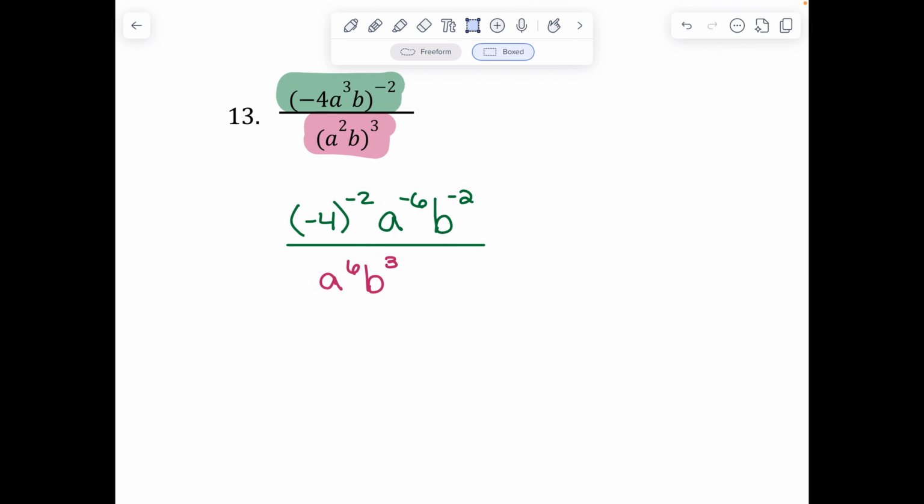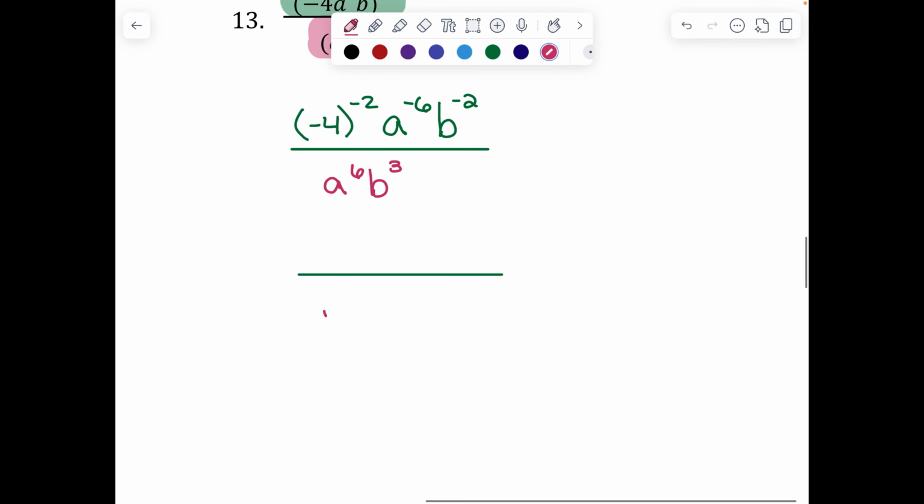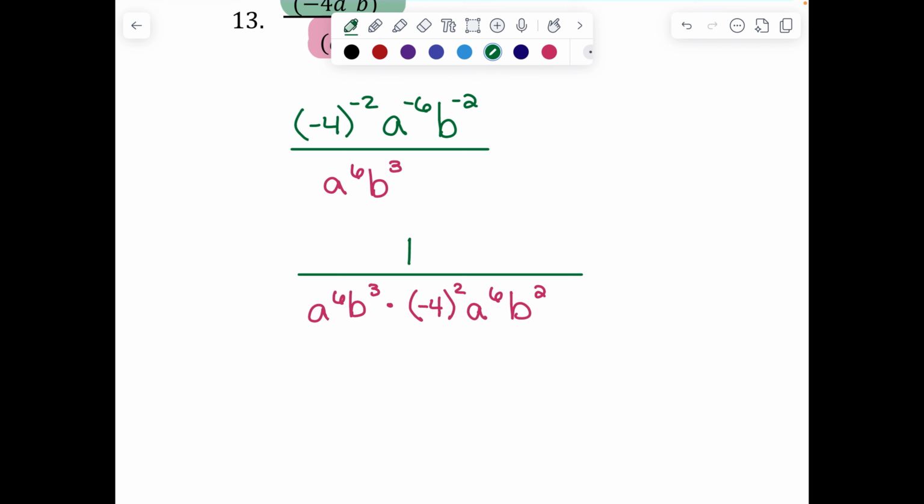So now I'm going to move anything that's negative in my numerator to my denominator, anything negative in my denominator to my numerator. But in this case, nothing in my denominator is moving. I'm only moving things from my numerator into my denominator. So I'm keeping this a to the sixth, b to the third the same, and I'm bringing down negative 4 to the second, a now to the positive 6, b to the second. And since I no longer have anything in my numerator, I need something there. So I'm just going to put a 1 there. Anytime your numerator is completely gone, you need to have a 1.